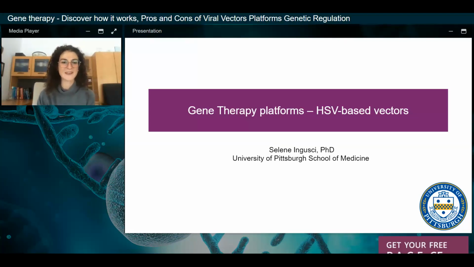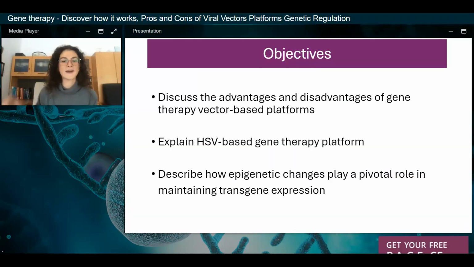And today I'm very pleased to discuss gene therapy platforms, and in particular, vector platforms based on herpes simplex virus type 1. So the objectives of today's presentation are to discuss the advantages and disadvantages of gene therapy vector-based platforms. We will look deeper into describing HSV-based gene therapy vectors, and then we will take a look at how regions of non-coding DNA play a pivotal role in maintaining transgene expression.